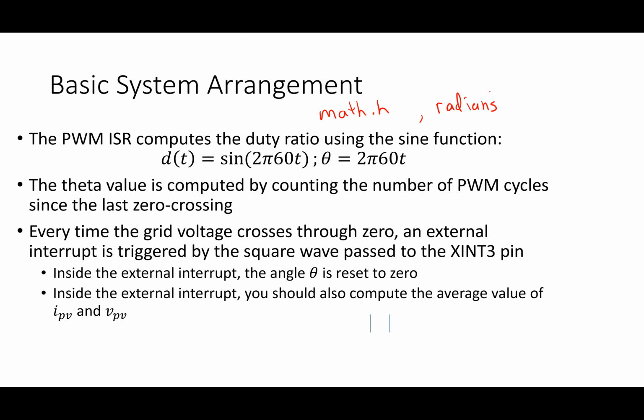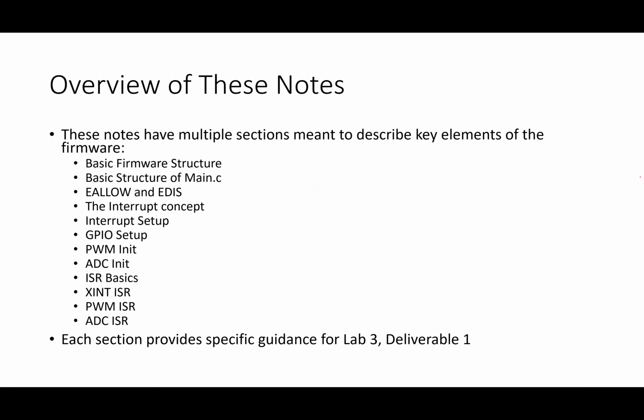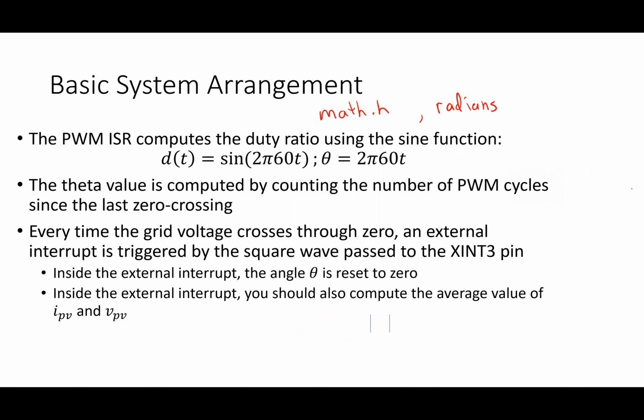Okay, so the PWM ISR is going to compute the duty ratio using the sine function, and it's going to have to keep track of theta. It's going to have to keep track of the angle. Okay, the theta value is computed. The simplest way to do it is by counting the number of PWM cycles since the last zero crossing.